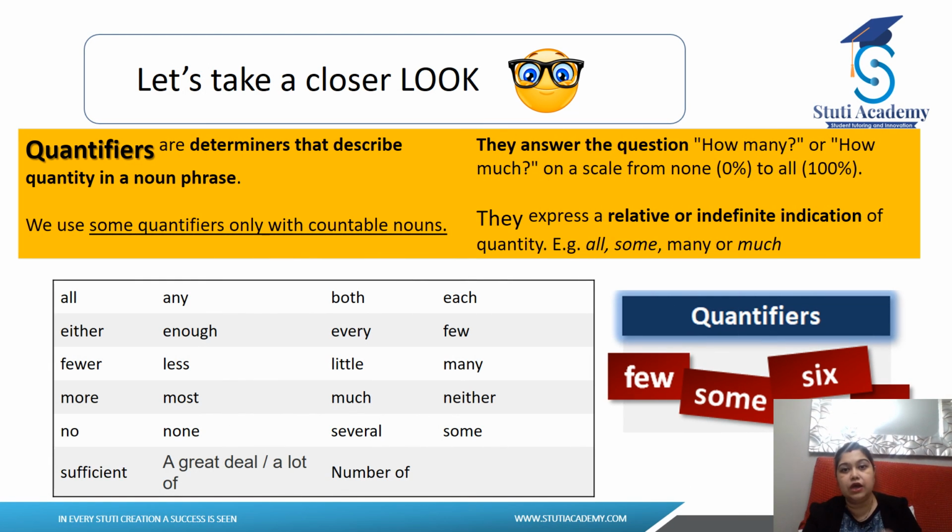So now we have the quantifiers. What are the quantifiers? Quantifiers are nothing but something that will tell you about the quantity, but not in numbers. Will tell you in a generic way as a quantity, as how much or how many, from the scale of 0 to 100 or more.